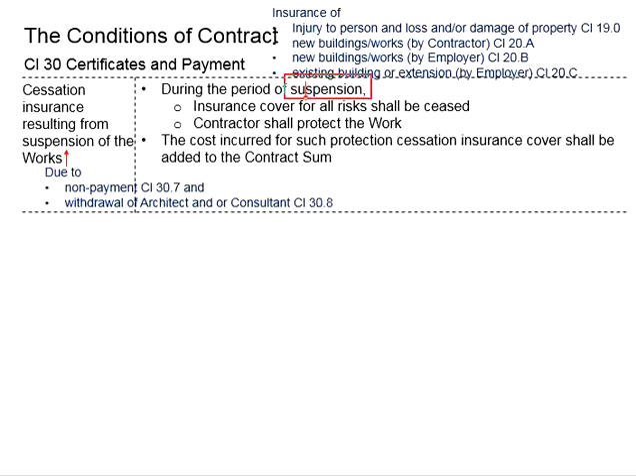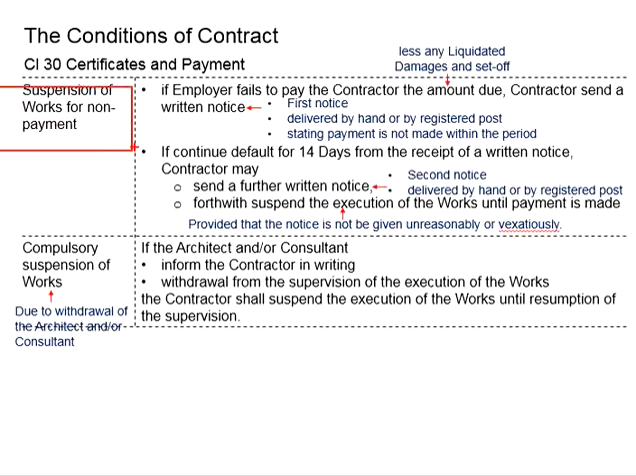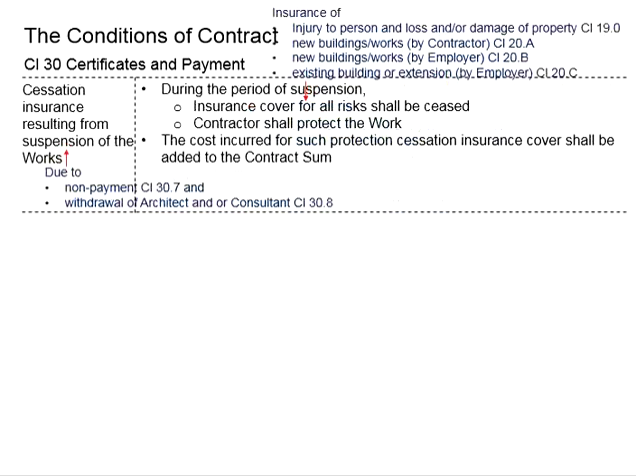Now that the suspensions of the work, either due to non-payment or due to withdrawal of the architects or consultant, this kind of suspensions is not due to the fault of the contractor. Although the contractor will have to protect the work, but the cost shall not incur to the contractor. As a result, the relevant cost shall be added to the contract sum.